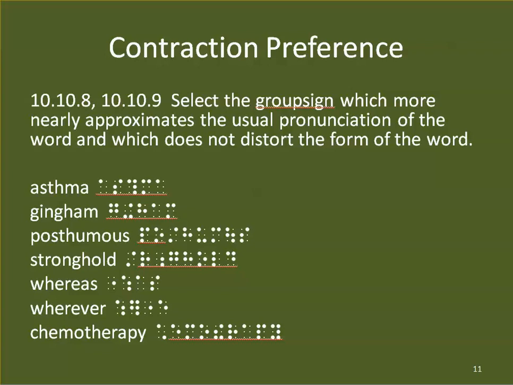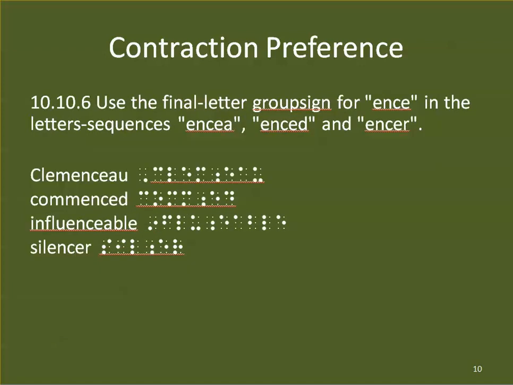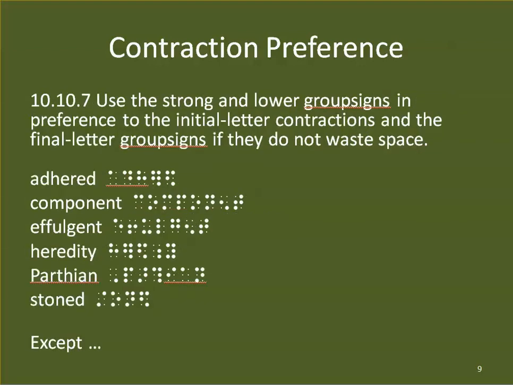Because it might help you, or explain it to your students if you're a vision teacher. So first, you can look at a word, and if there's a choice between one contraction or the other, is it going to wreck the pronunciation or the usual form of the word? If not, then we can go back. Do we have a situation where we have ENCA, ENCED, or ENCER? No, we don't.